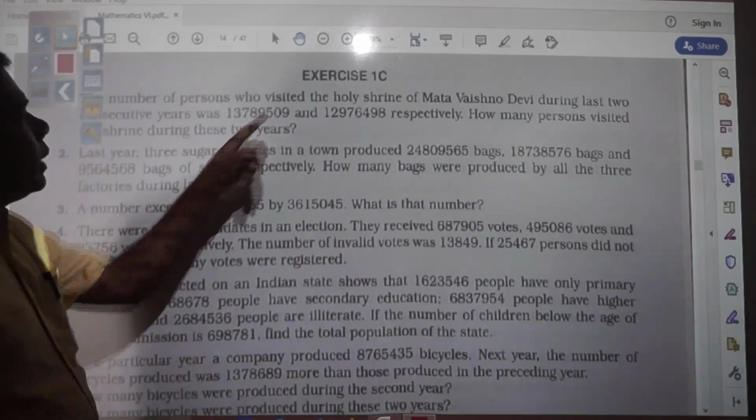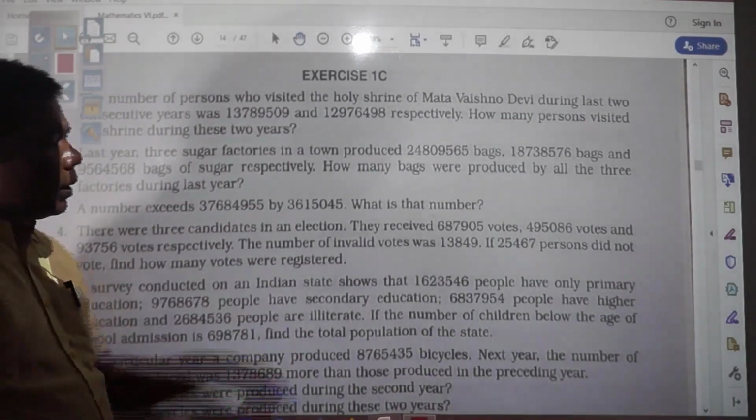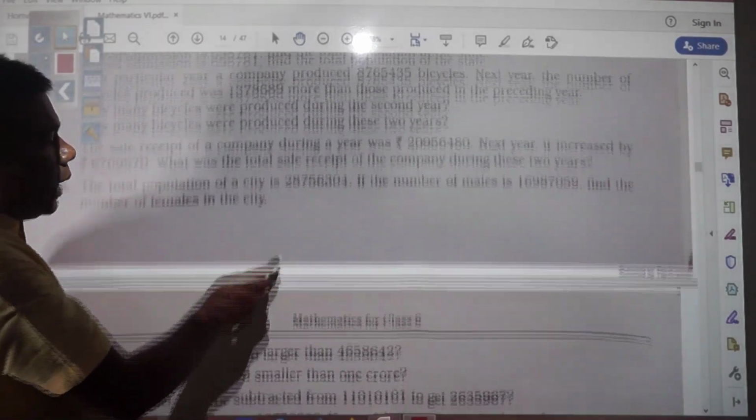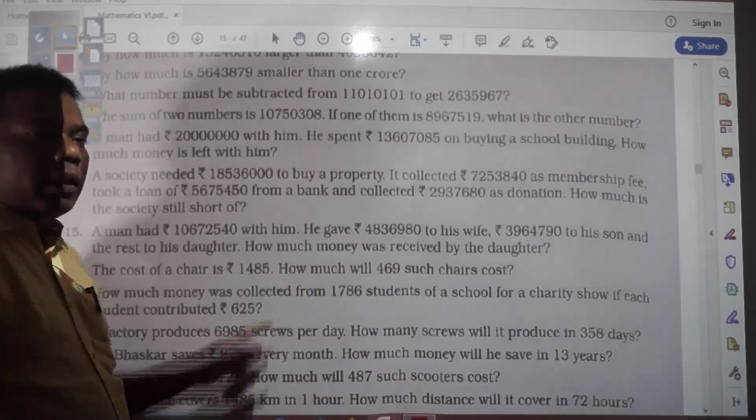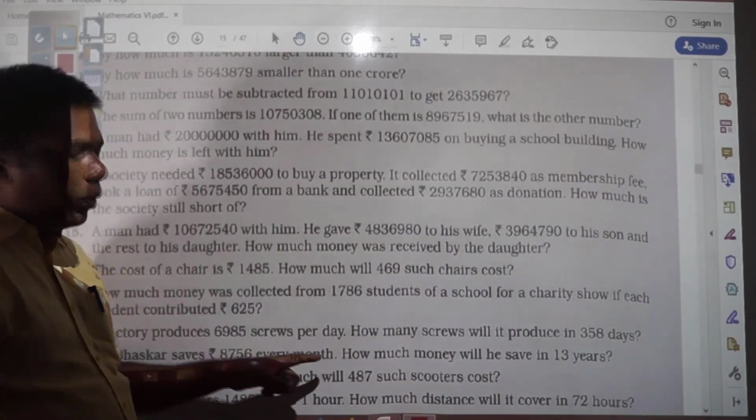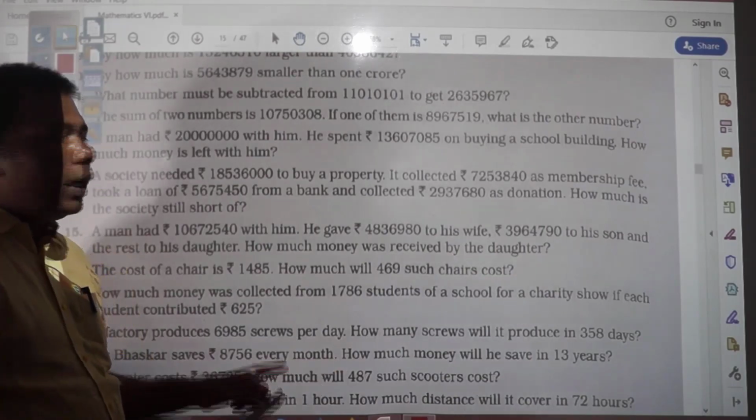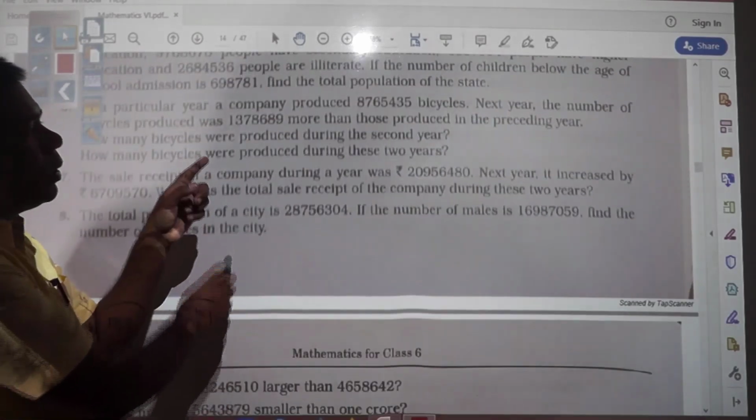Then we will come to the exercise. In the exercise also, similar questions are there in 1C. So you will try to solve all the questions yourself. Few questions I am going to discuss now, just you see. Then you try to solve all the questions yourself.